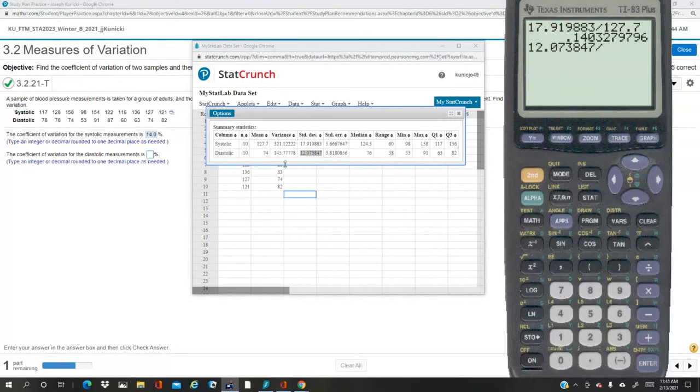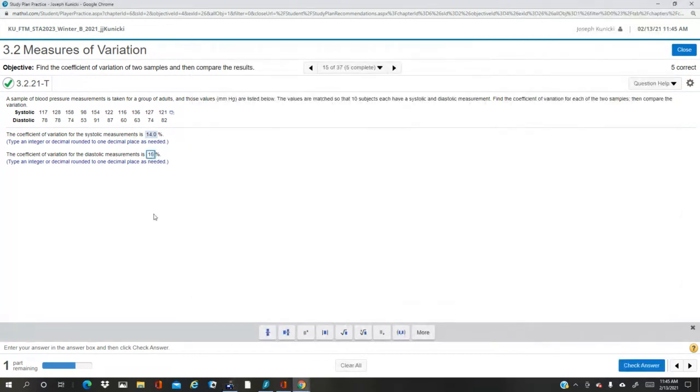Divided by, and now I'm going to use the mean for this, which is 74. And enter. So this is 16.3%. 16.3. Now, as a direct comparison, the smaller one's the better one. Less deviation or less variation. So I would say that systolic's better.